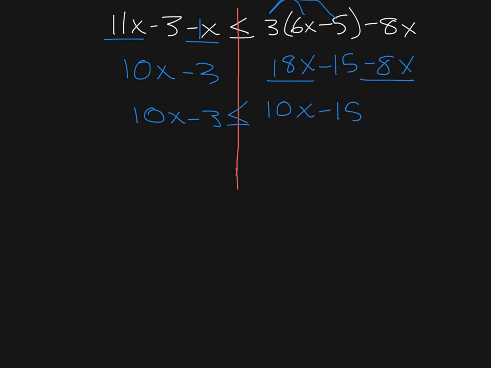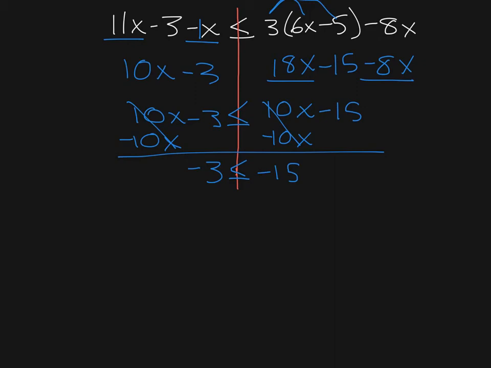Nothing's changing. Now I can subtract 10x from here to eliminate this x and do the same from here. I'm subtracting 10x from both sides. I'm going to get canceling here. I have negative 3. Those cancel as well. We get negative 15 over there. Negative 3 is less than or equal to negative 15. Now, in this case, negative 3 is less than or equal to negative 15. This is never true. Negative 3 is never less than negative 15.